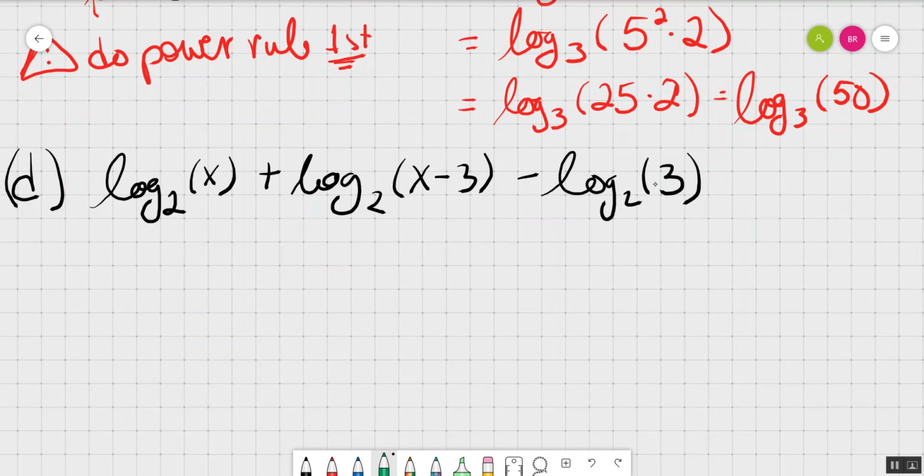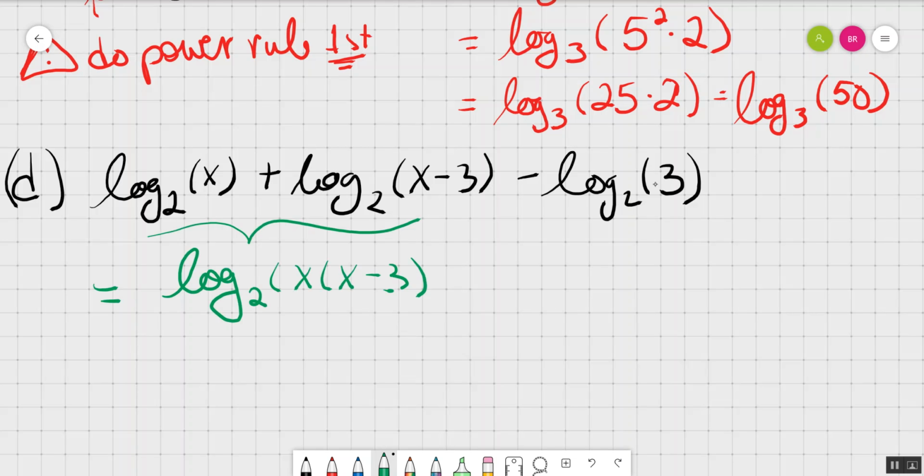So they're all the same base. That's always the first thing you should check. All right, so log base 2, I'm going to just combine these two first. That will be x times x minus 3.